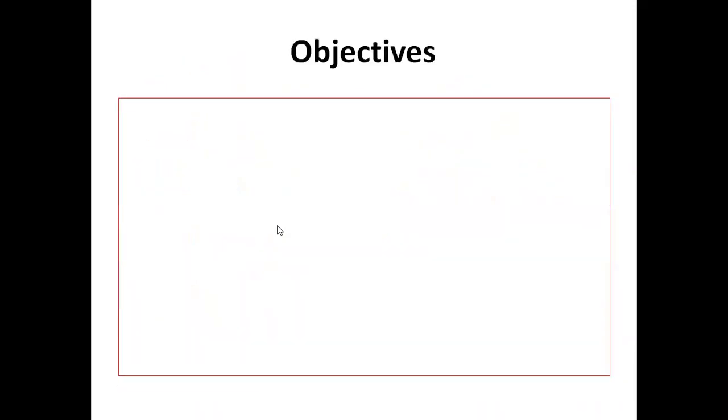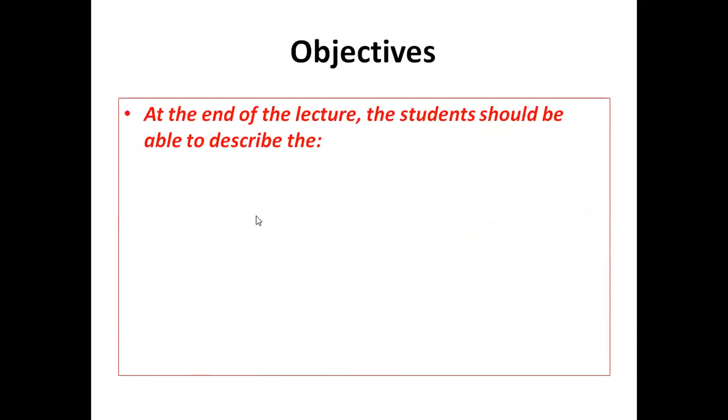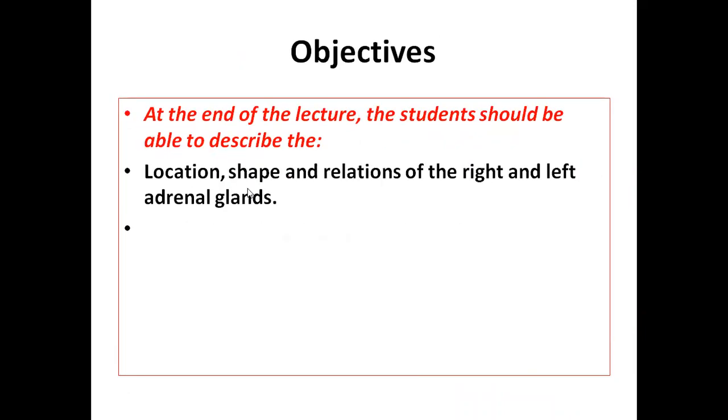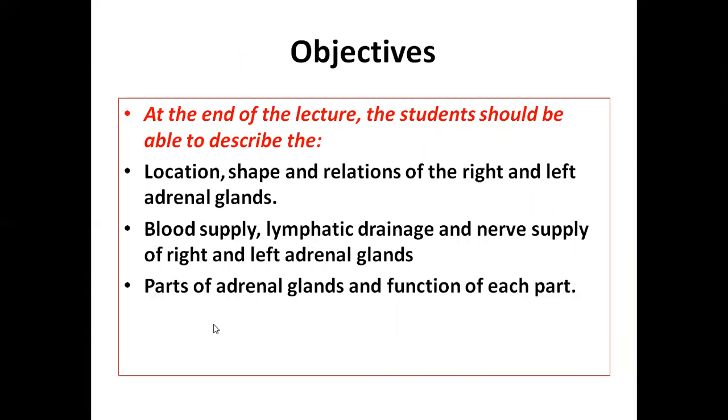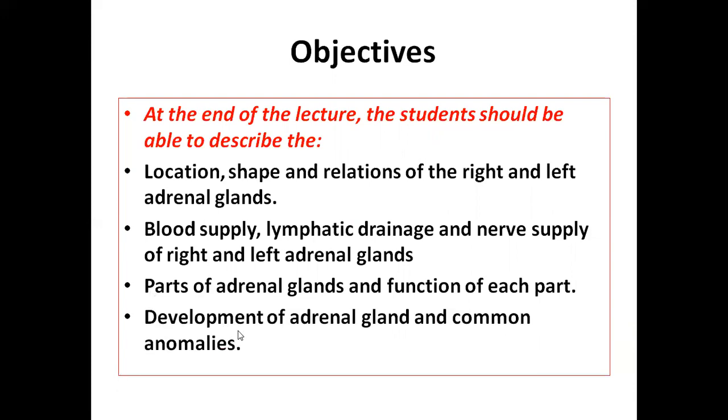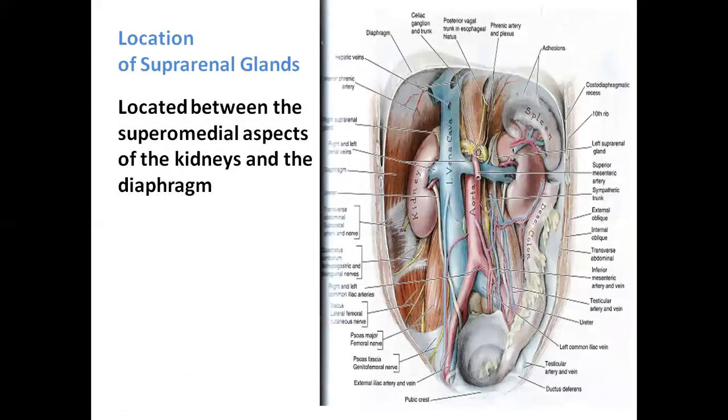Now, the objectives of this lecture: at the end of the lecture, the student should be able to describe the location, shape and relations of right and left adrenal glands, blood supply, lymphatic drainage, nerve supply of right and left suprarenal glands, parts of adrenal gland and function of each part. Development also we will discuss a little, and we will try to see what are the common anomalies associated with development.